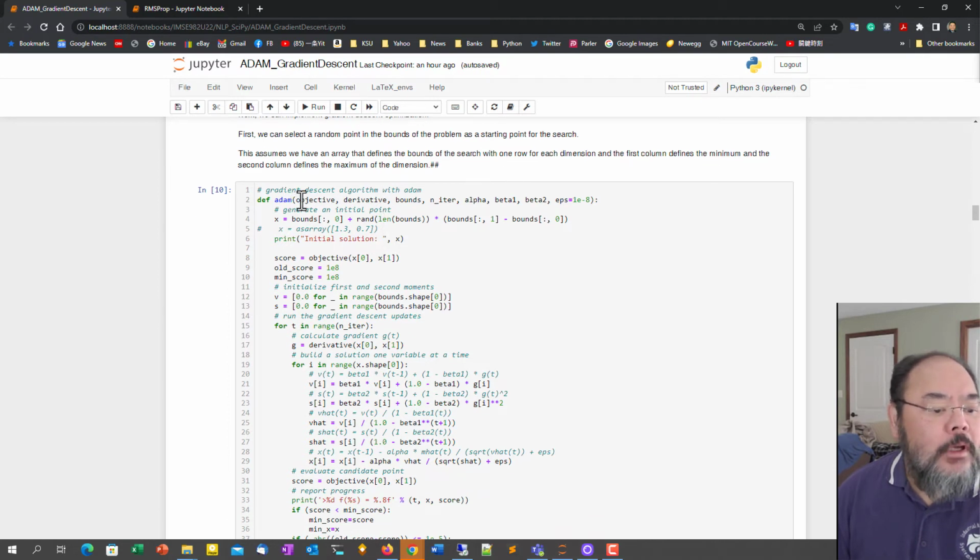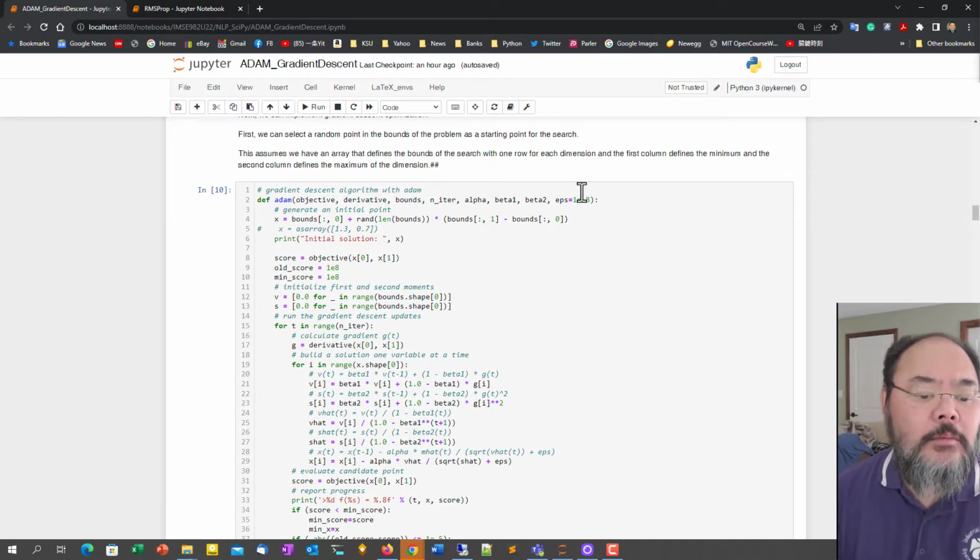For the Adam algorithm, you need the objective function, derivatives, bound, the maximum number of iterations you want to perform, alpha, beta 1, beta 2, and the convergence criterion epsilon, which is a very small positive number. Alpha is the step size, beta 1 is the first momentum update smoothing factor, and beta 2 is the second momentum, which is the gradient square update factor.